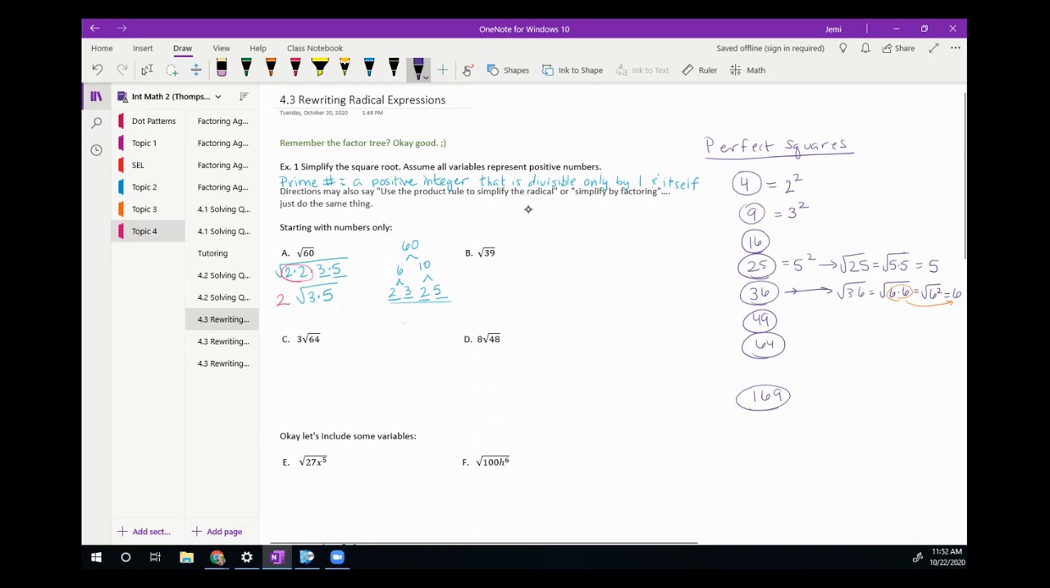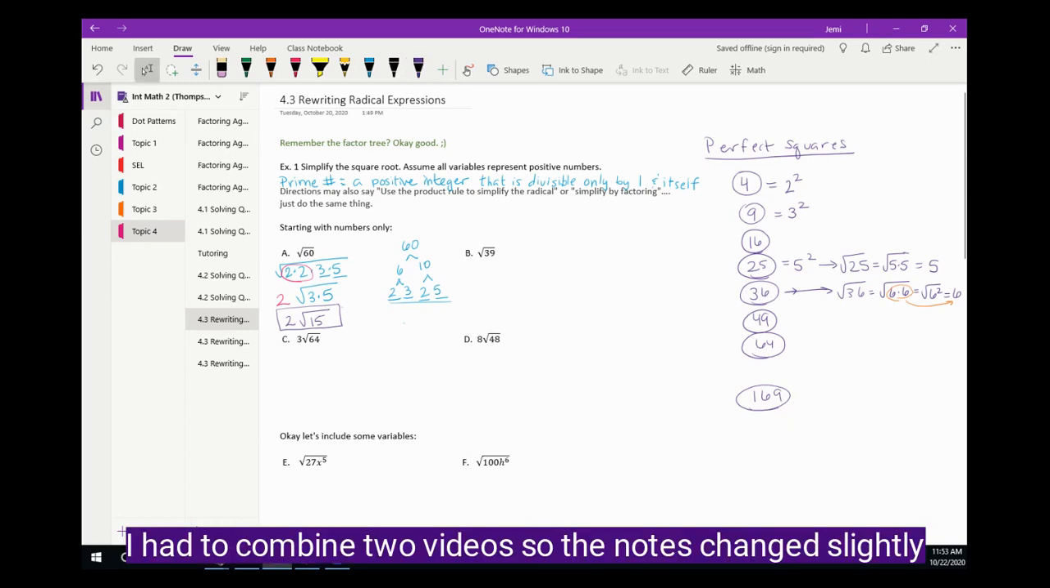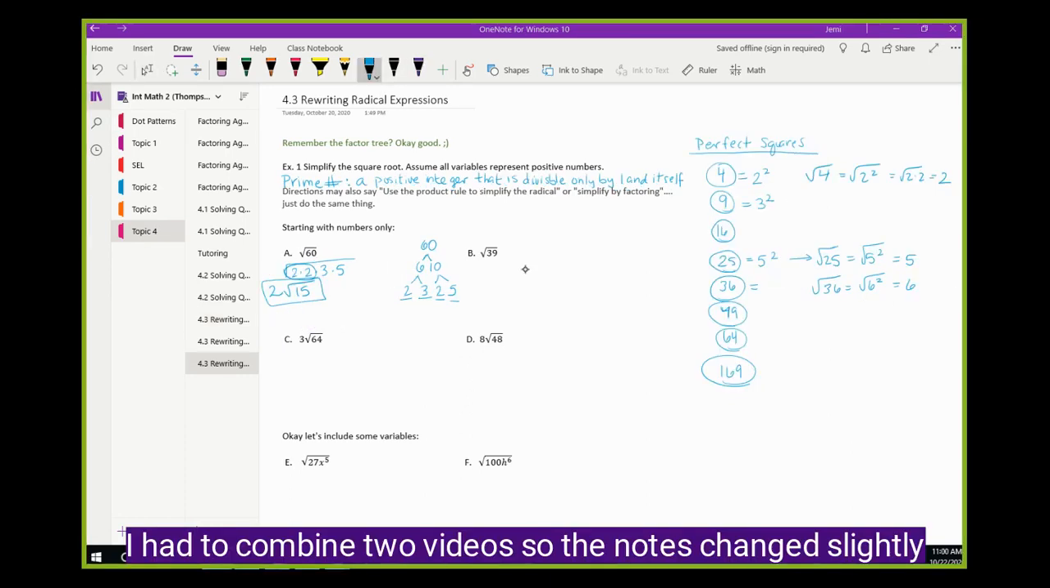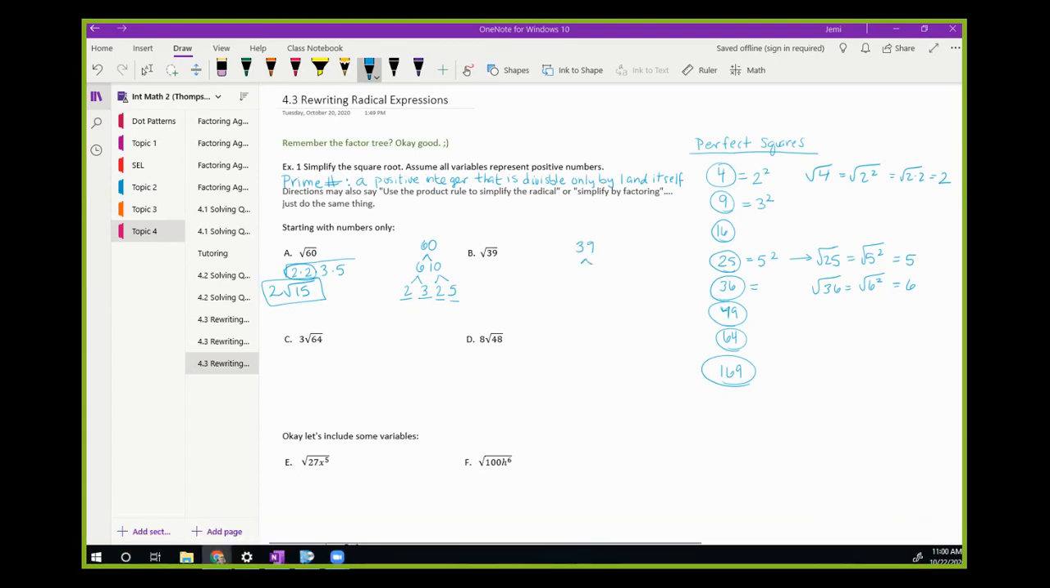And then to simplify, I'm just going to multiply whatever's on the outside with what's on the outside, and whatever's on the inside with what's on the inside. The outside will stay 2, and the inside I have 3 times 5, which is 15. So to simplify the square root of 60, I get 2 square root 15. Example B, the square root of 39. So for 39, I'm going to do the factor tree. And I need to find two numbers that multiply.